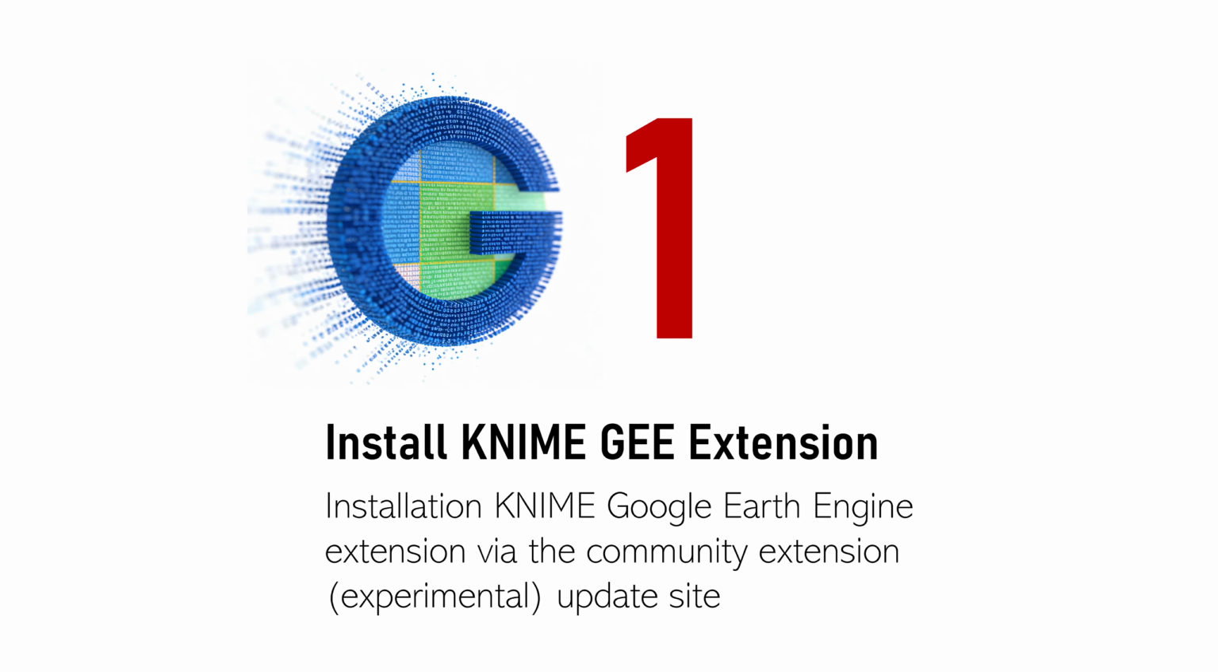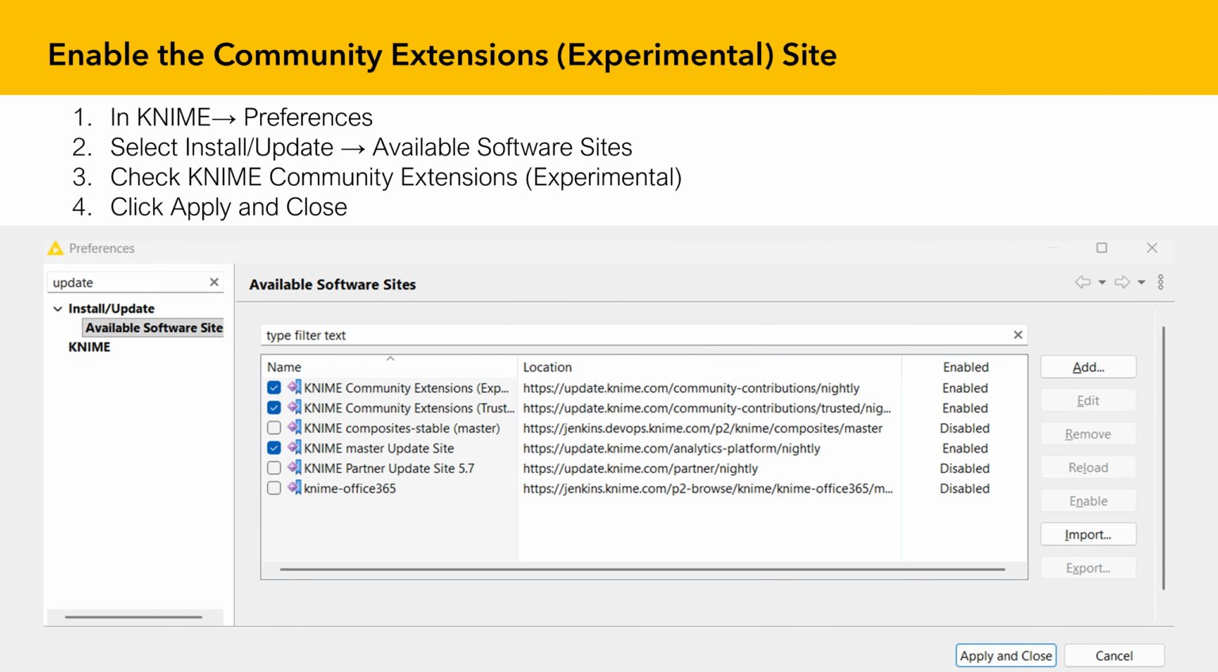Step 1. We need to install the extension itself. At the moment, this extension is distributed through the KNIME Community Extensions under the Experimental Update site. In the future, it may be available directly from the main update site. In KNIME, go to File, Preferences, then open the Install or Update Available Software Sites page. Make sure the entry called KNIME Community Extensions Experimental is checked and enabled. Then click Apply and Close.